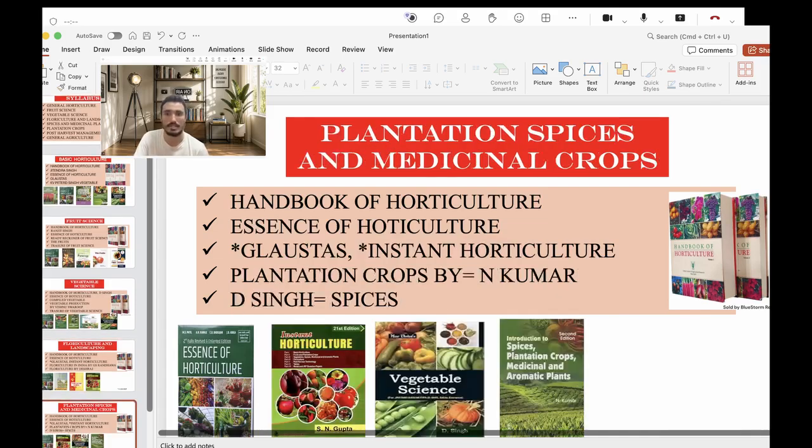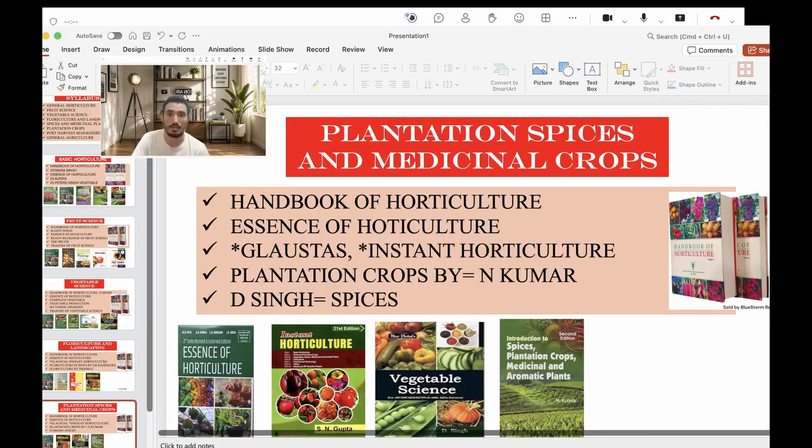So next we have very minor divisions, but don't skip these divisions, because all the major divisions will give you very good marks, but plantation, spices and medicinal crops will give you a rank. So please do study very well. Handbook of Horticulture is very important to cover these medicinal, plantation as well as spices crops, because the second volume is totally dedicated to the minor divisions, right?